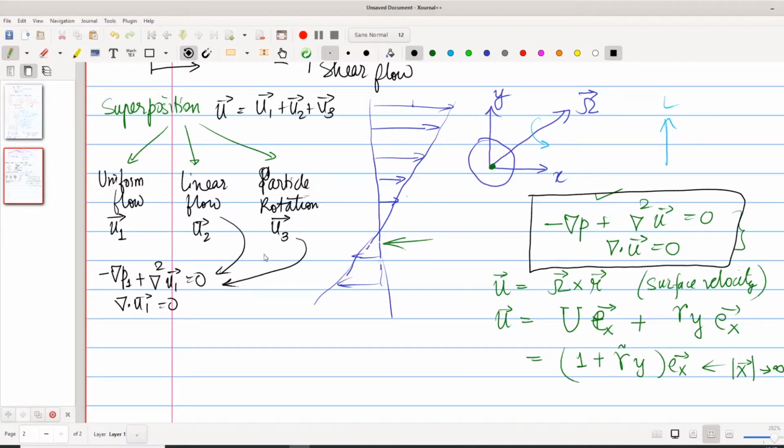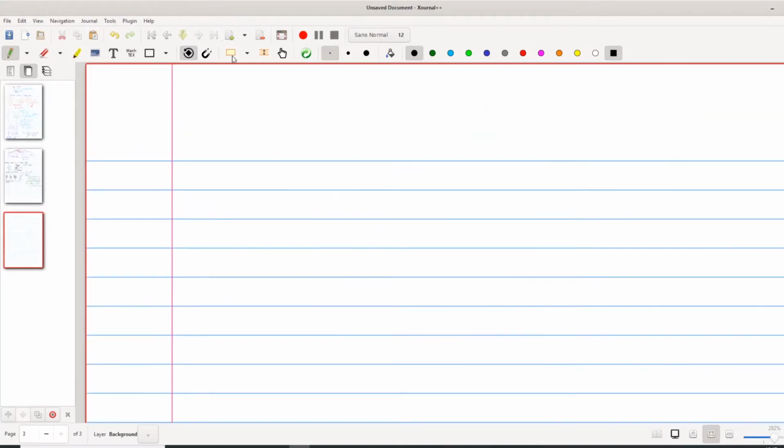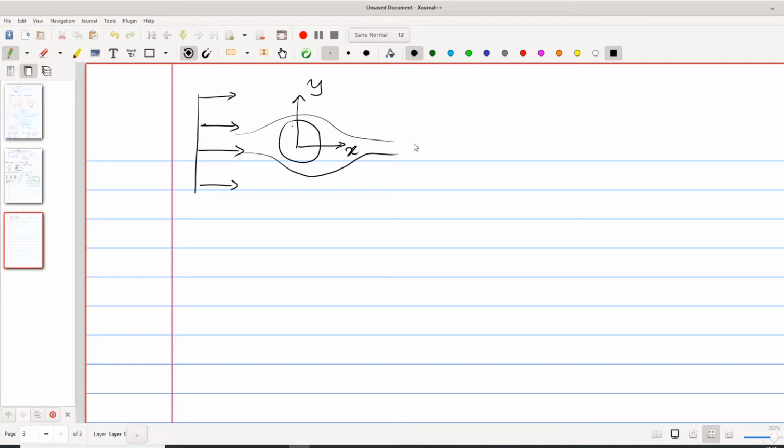So let us see whether we can, from symmetry, understand whether there will be a lift acting on the body. So the first superposition, that is the uniform flow. Because the particle is symmetric about the x-axis, we expect that the streamlines will be like this, and there will be no lift acting on the object by symmetry.